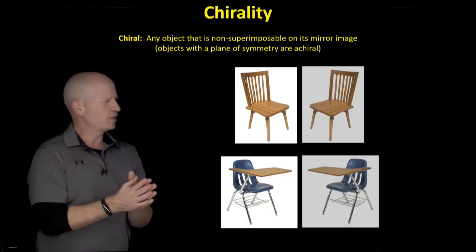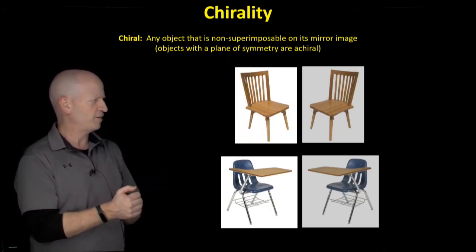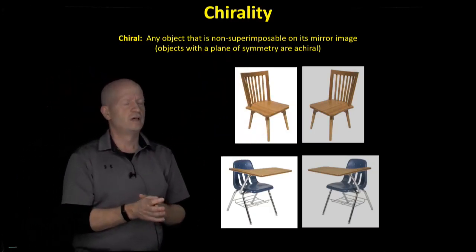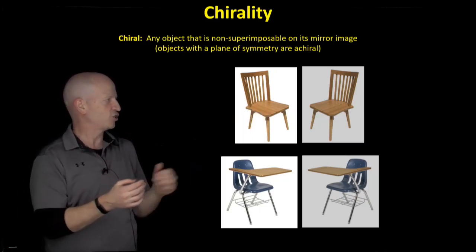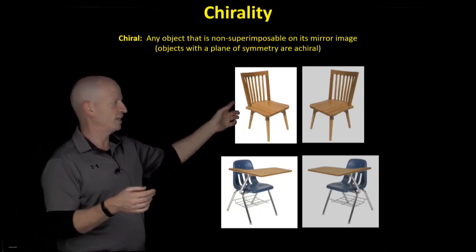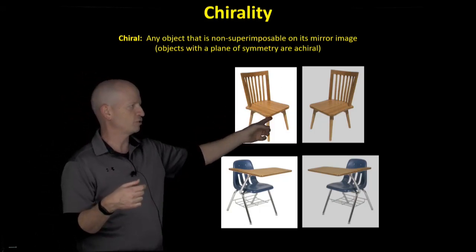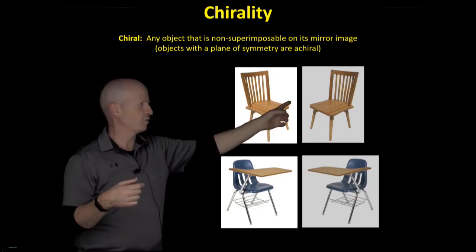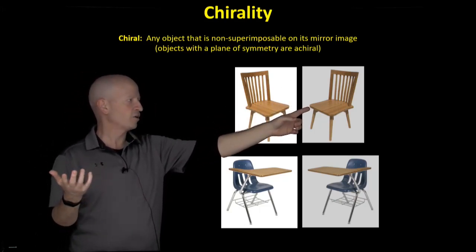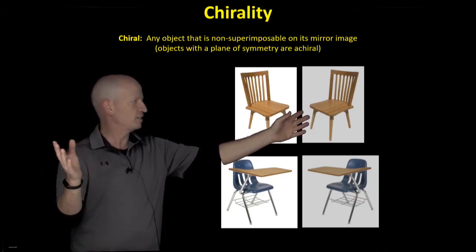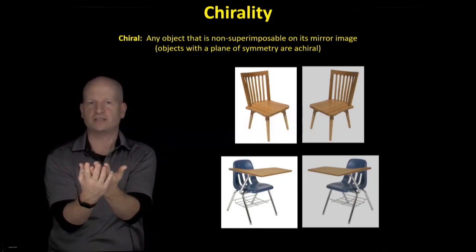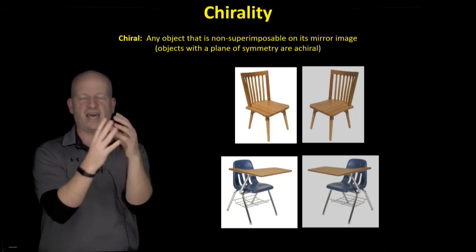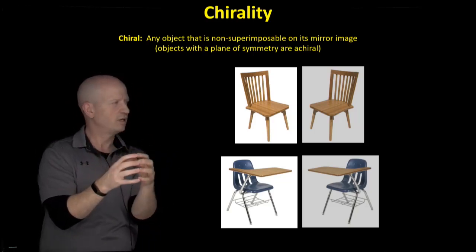So if we look at the two objects on this slide, we have just a regular chair first. The mirror image of that chair is actually identical. Here's our original chair, here is the chair reflected through a mirror. If you take the reflection, turn it, and line it up with the original object, they're completely identical. That is an achiral object.